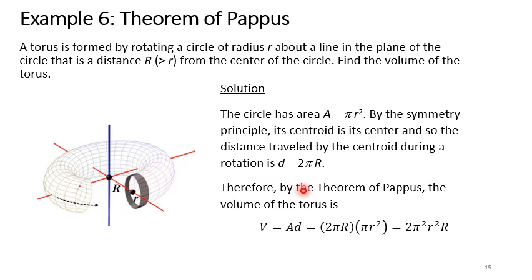Okay. Therefore, by the Theorem of Pappus, the volume of the torus is the area times the distance traveled. The distance is 2 pi R, and the area is pi r squared. Thus, you get this value of the volume of the torus formed. You can substitute the values of R and r with any numbers that you are given.